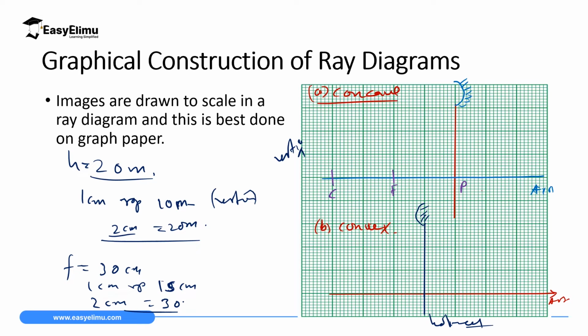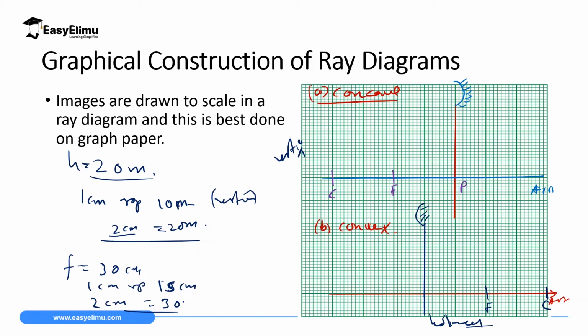Then we can now determine the position of the focal point. Remember, the focal point of a convex mirror is behind the mirror. So if the focal length is 2 centimeters, it will be here. This is the focal point. Therefore, the center of curvature will be here, C. Then if you place any object in front of this mirror, you can construct its image diagrammatically or graphically.